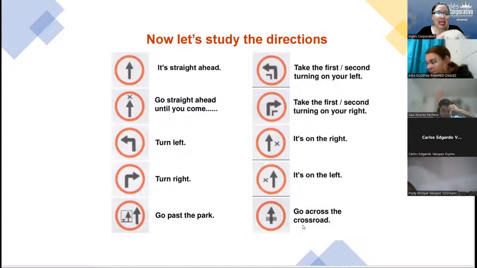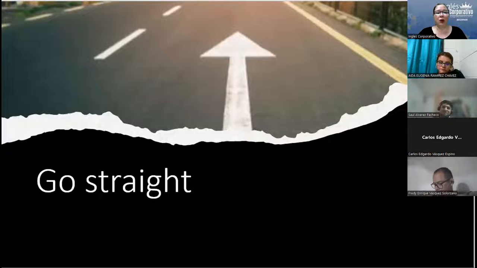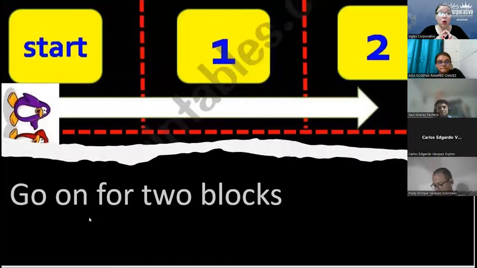Okay, we can say another command like go across the crossroad. The crossroad, la cruz calle, right? So, for example, we have this imperative, go straight, yeah? Don't turn, not the left, not the right, just go straight on the street, right? And then we have, for example, go on for two blocks, then you count the first entrance, okay, where it ends, yeah?